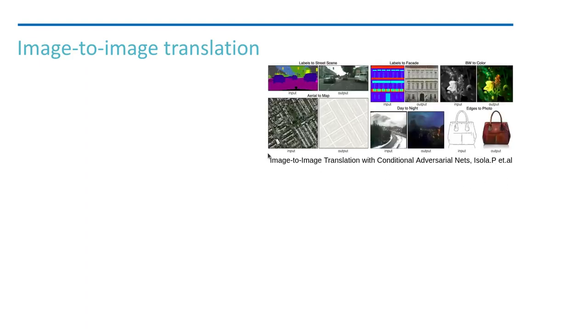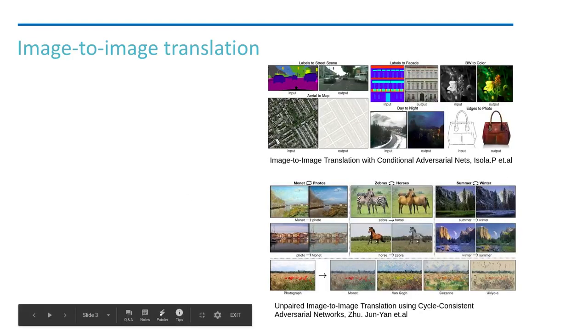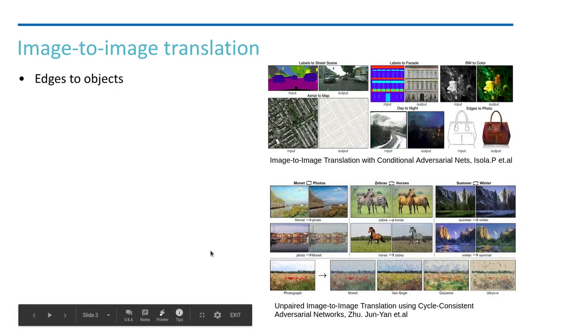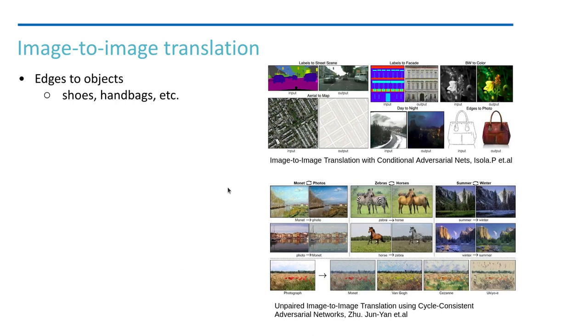First, let me introduce the problem of image-to-image translation. Image-to-image translation is a class of vision and graphics problems where the goal is to learn the mapping between an input and output image from a given set of input images and output images. It can be applied to a wide range of applications, such as translating edges to objects like shoes, handbags, etc.